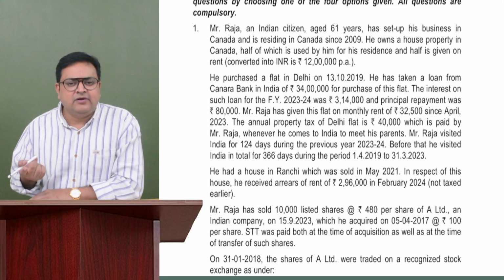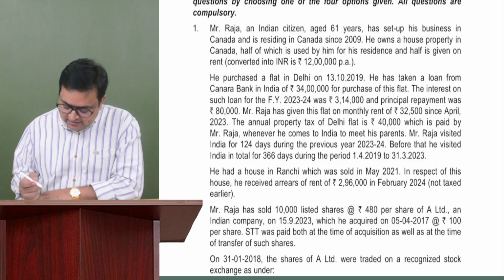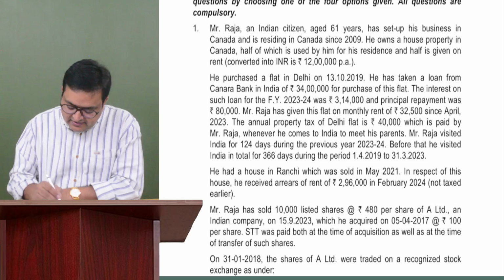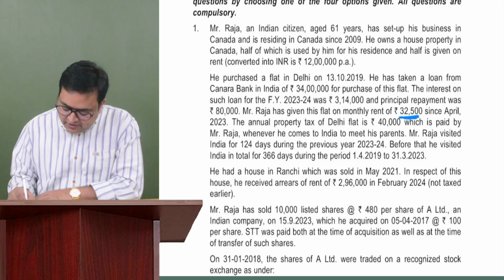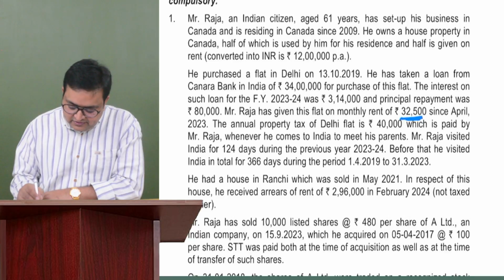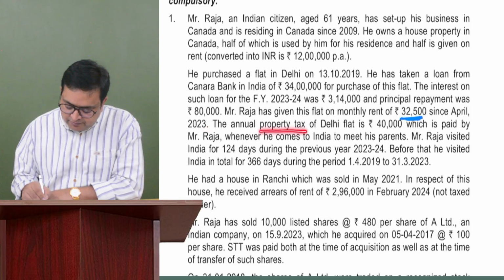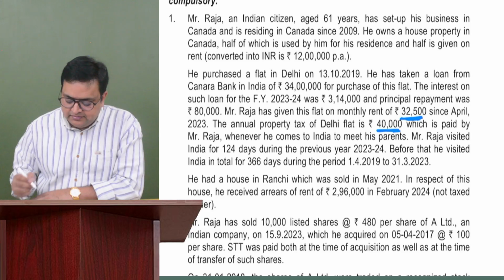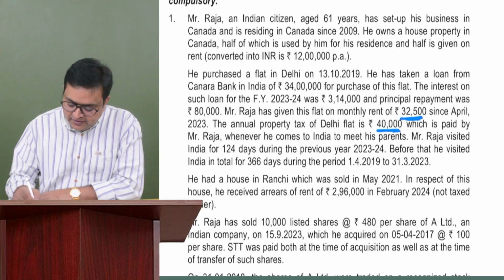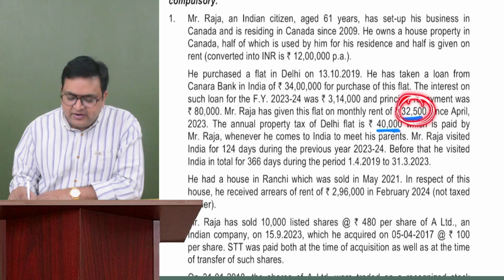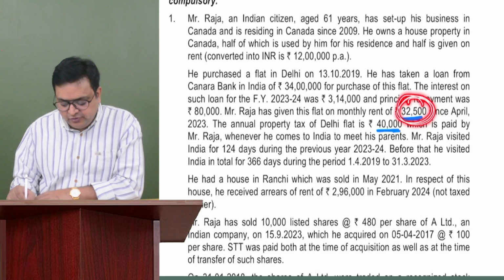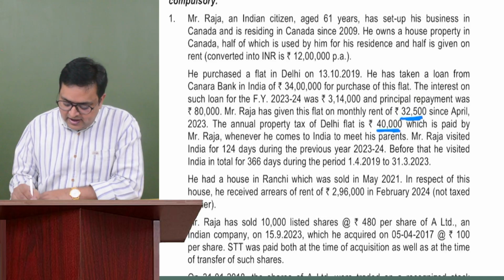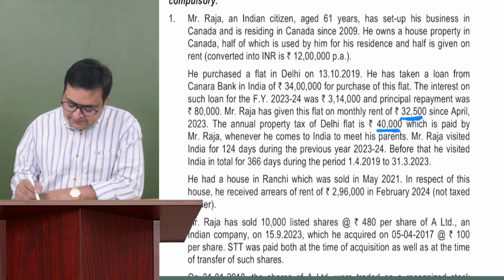So one of our MCQs was regarding the house property income. This person purchased a property some 4 or 5 years back, and he's getting a rent of rupees 32,500 since April 23. The annual property tax of the Delhi flat is 40,000. So he has paid municipal taxes amounting to rupees 40,000 also. It means that 32,500 would be his rental income. It could be his GAV, if expected rent information is not mentioned. And municipal taxes paid by him are 40,000 rupees.